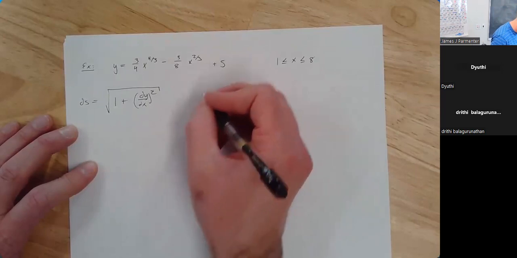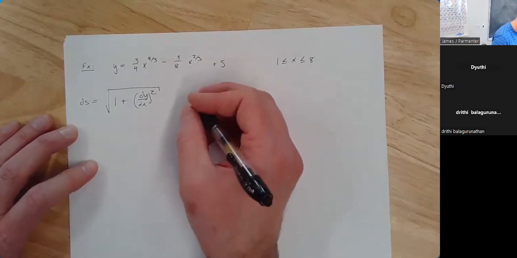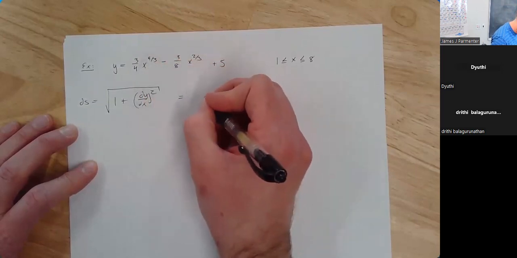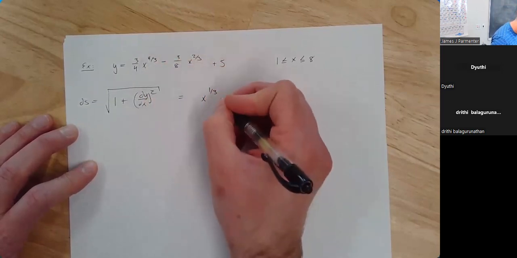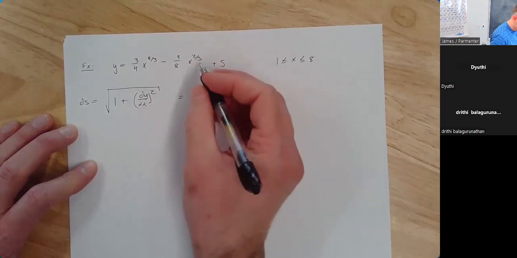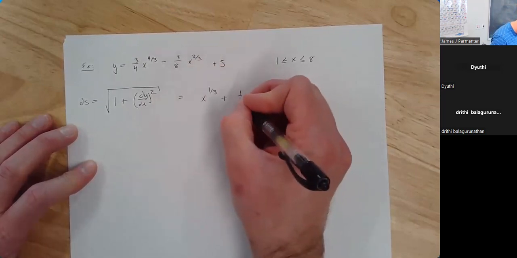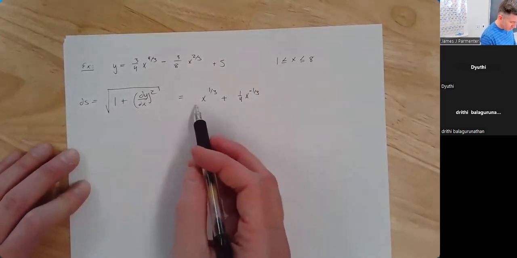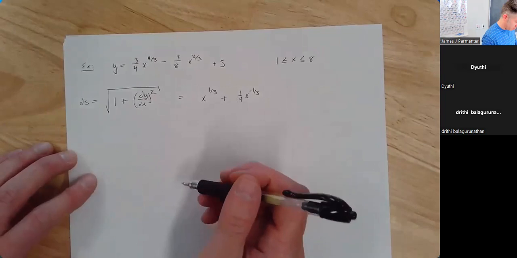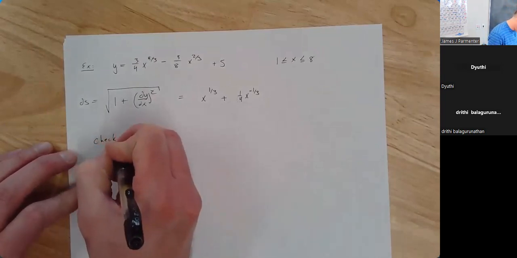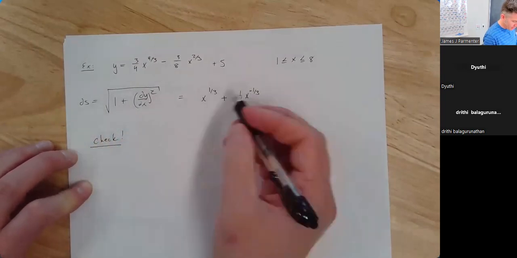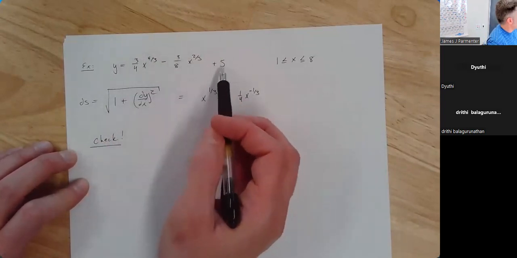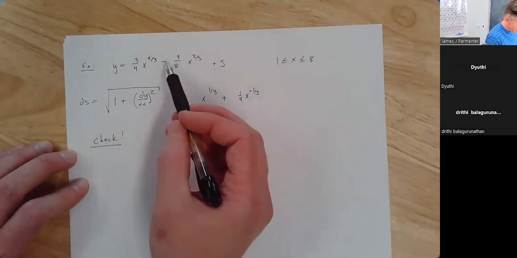It's going to be fine. It's going to be x to the 1/3 plus 2/3. Yep, 1/4 x to the negative 1/3. That's what you're going to get when you do all the work. You should check this yourself. And so when you integrate this, you're going to get exactly back the function you started with, except without the plus 5 and with a different sign.